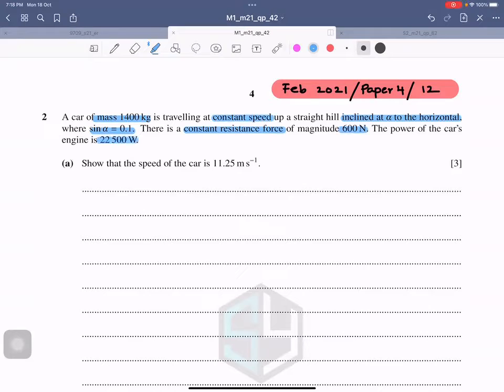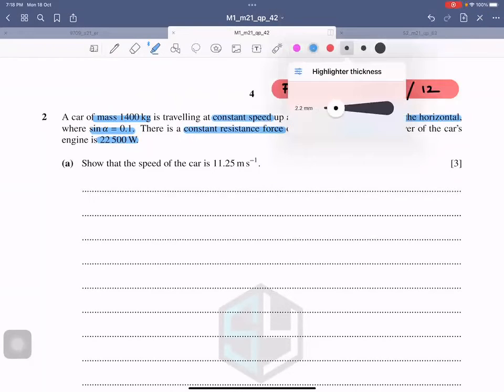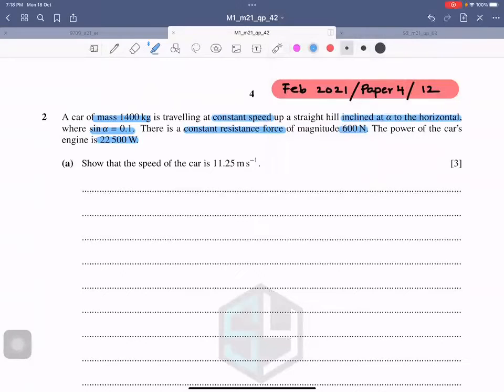The power of the car's engine is 22.5 kilowatt, 22,500 watts. Show that the speed of the car is 11.25 meter per second. If you want to, you can draw a small diagram, something like this, and you can say this is a straight hill like this. This is the inclined plane, and you would draw a particle on it. This is that particular car, and let me draw it again.